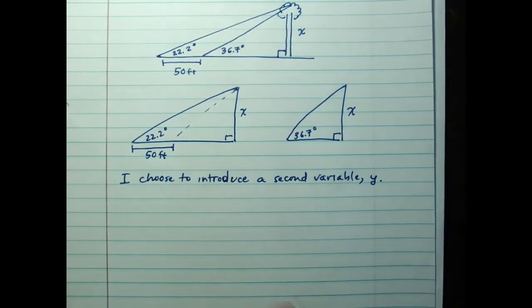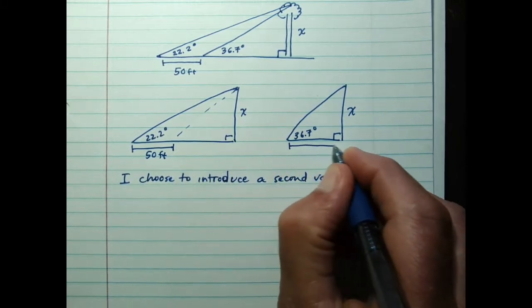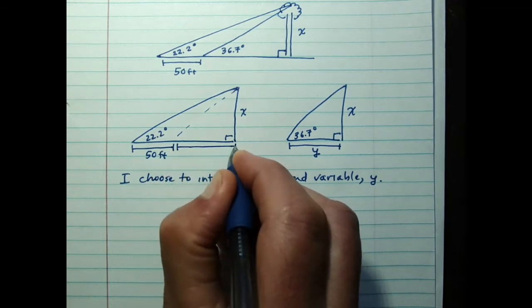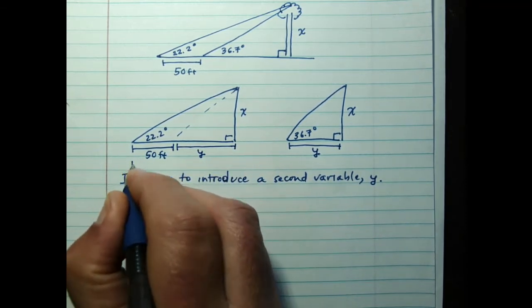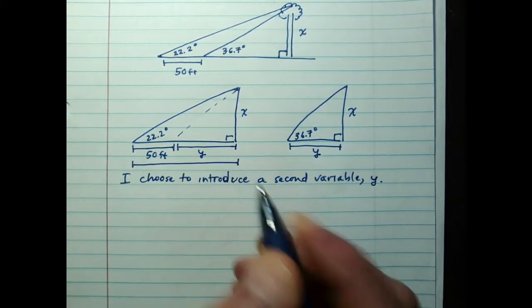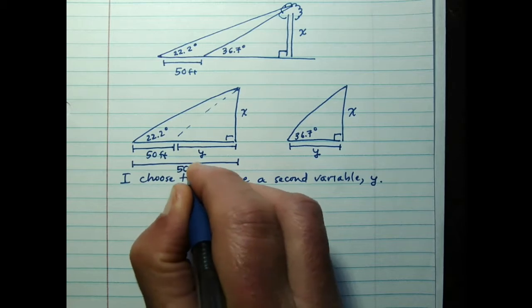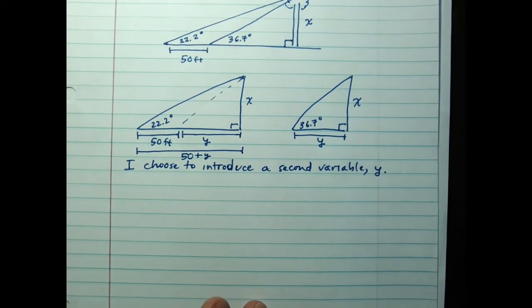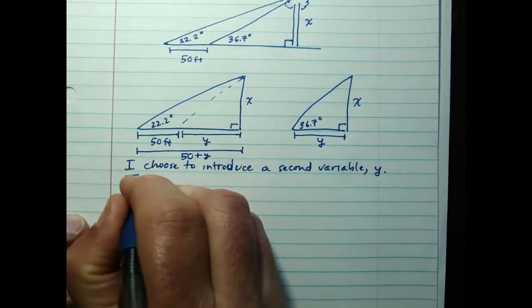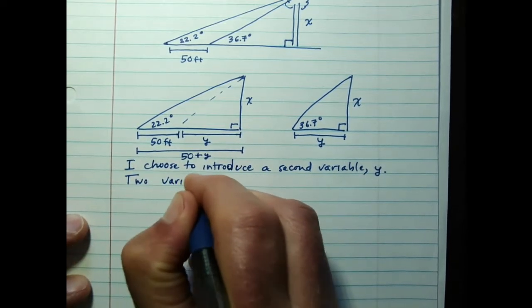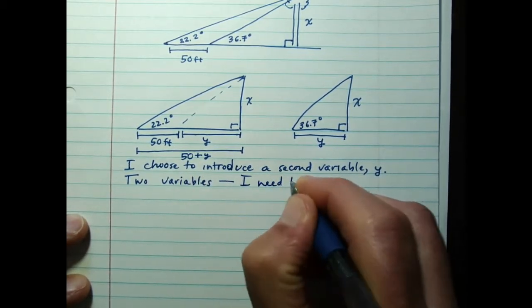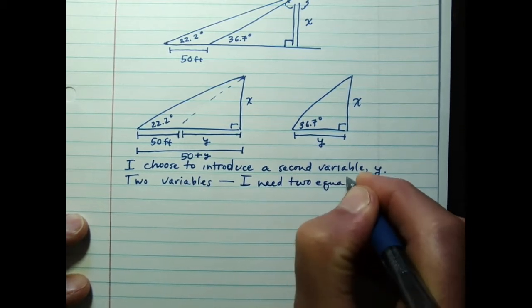But if I introduce the second variable y, in other words, I'm going to call this side of that triangle y, then this length is also y feet. And then the total base is going to be 50 plus y. We add those two lengths together to get the total. Now, if I have two variables, I need two equations. I'm going to have a system here.